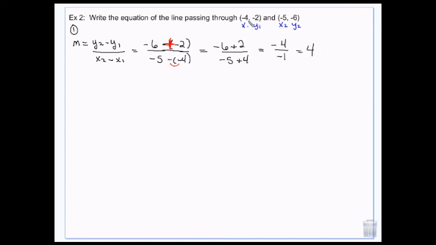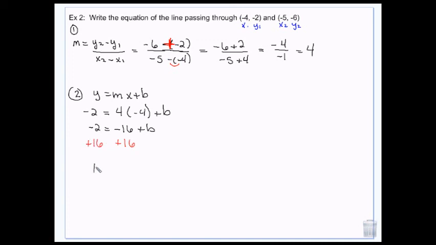Okay, we've got slope. Which point do you want to use? 4, 2 or 5, 6? 4, 2 is smaller. Okay, so y is negative 2, m is 4, x is negative 4 plus b. So negative 2 is equal to negative 16 plus b. Add 16 to both sides. Negative 2 plus 16 is 14. And then finally, I have my equation. It's beautiful.